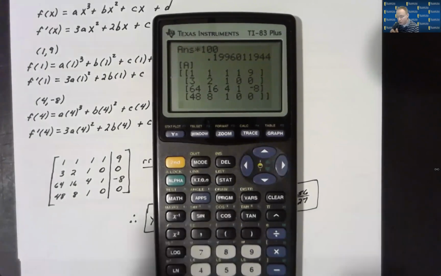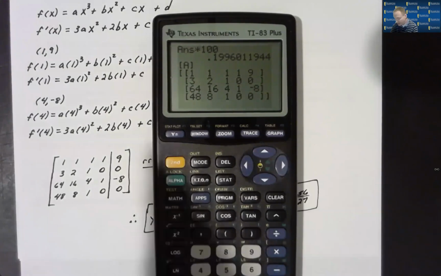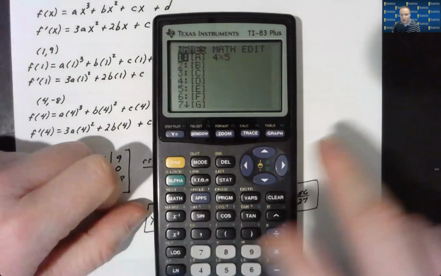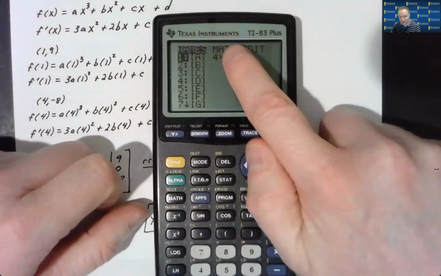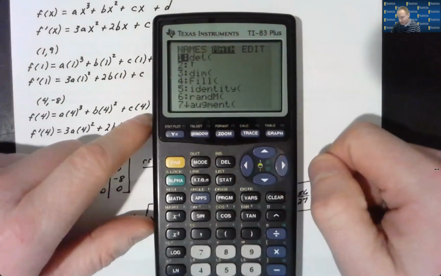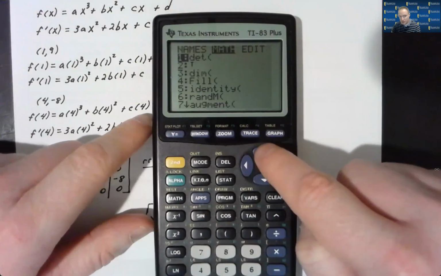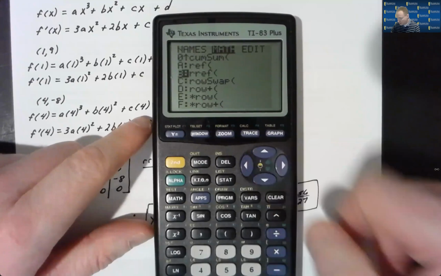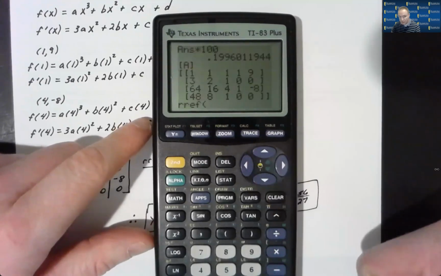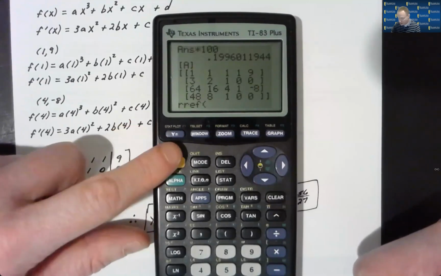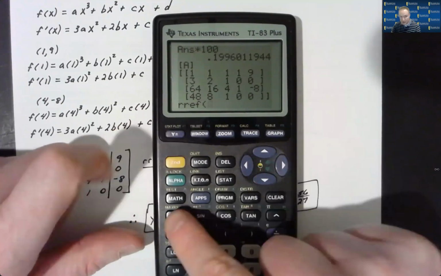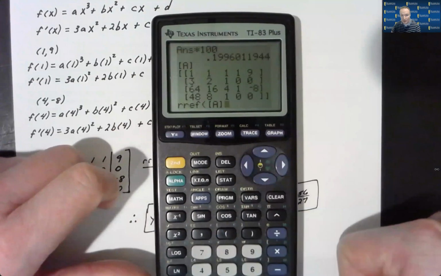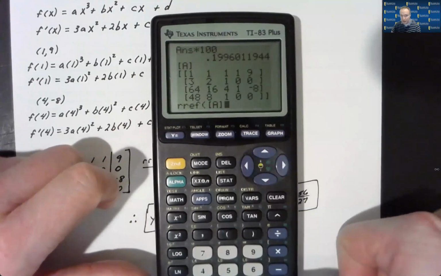Now, I want to do the row reduced echelon form of that matrix. So I go back to the matrix menu, second matrix. You're going to arrow over to matrix math, and then it's quicker if you arrow up. You're searching for that RREF right here. Row reduced echelon form of matrix A, second matrix, you have to enter in on A. Now, if I hit enter, it should bring it up.